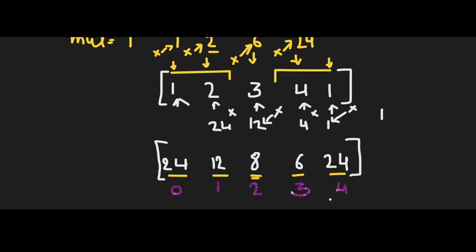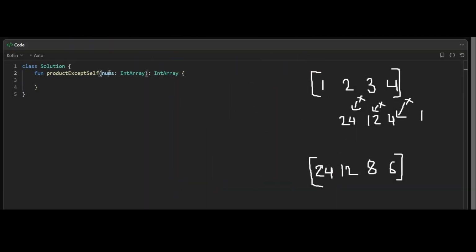So let's see the code based on this approach. This is the input array we have been given, and this is the diagram I have created. This is our input array and this is our output array, and this is the multiplication of the right side of each element. So for 4 it is 1, and for 3 it is 4 multiplied by 1, it is 4. For 2 it is 3 multiplied by 4, it is 12, and for 1 it is 2 multiplied by 12, it is 24. So we'll create our right side multiplication array based on this. Let's create that first.